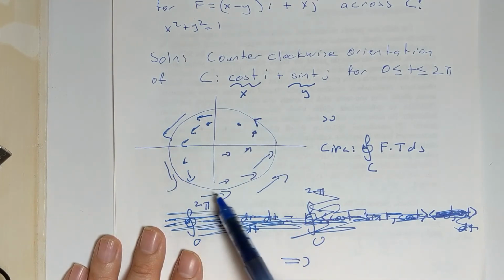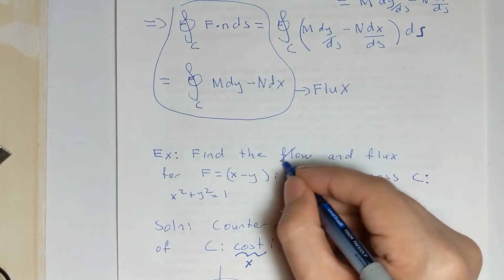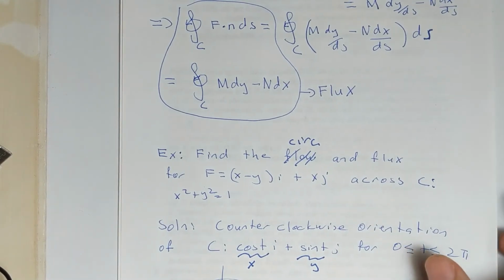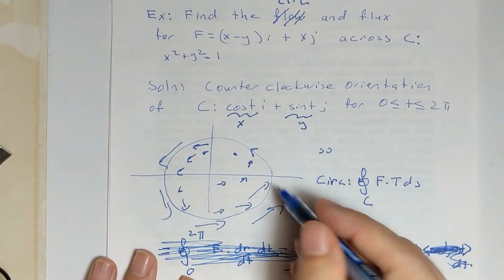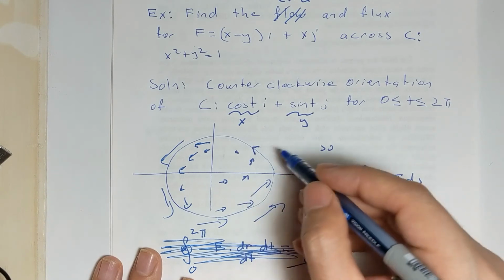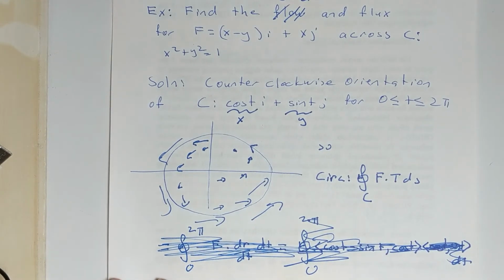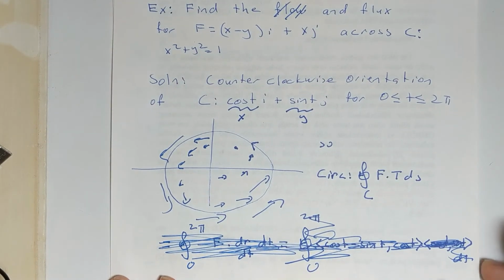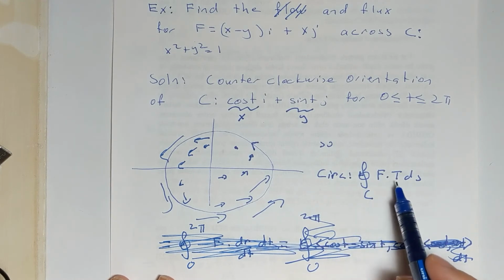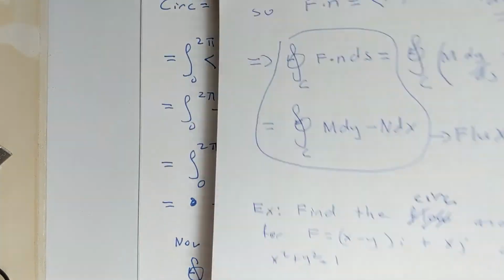The first one is we want to find the circulation. I shouldn't say flow here, I should actually say circulation, right? It's a closed curve, so when it's a closed curve, flow is called circulation. So how much stuff circulates around the circle and how much stuff leaves the circle? That's what we want to calculate. All right, so if we set this up now, circulation was the integral of F dot T ds.